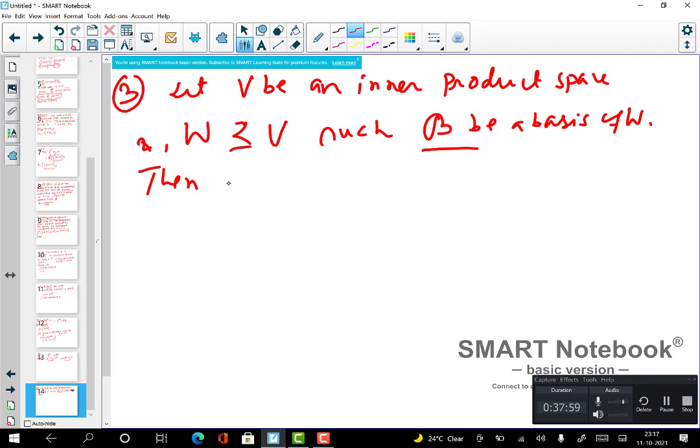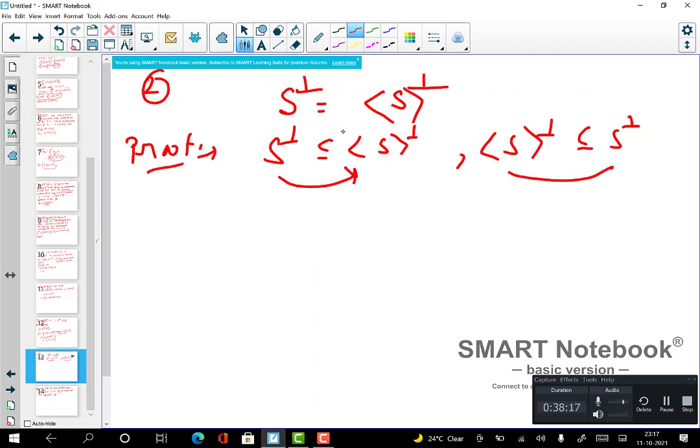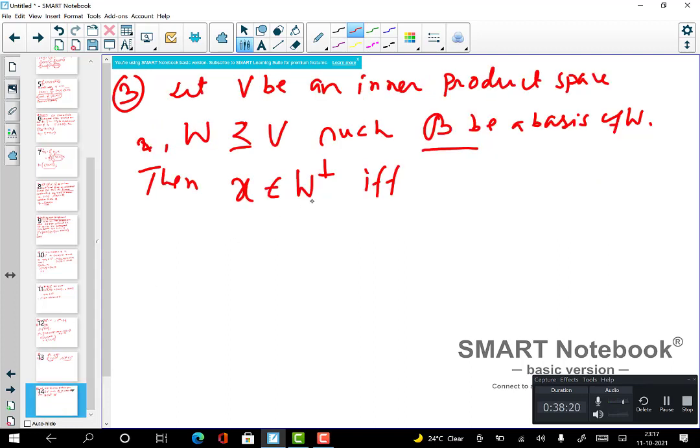So say x belongs to W orthogonal complement if and only if x is orthogonal to the basis vectors. That means the inner product of x with v equals 0 for all v belonging to the basis. It is the same thing I was saying before. Okay, then we have done.